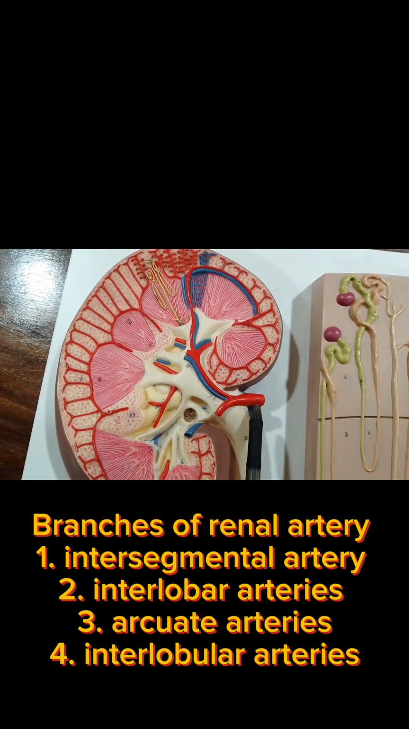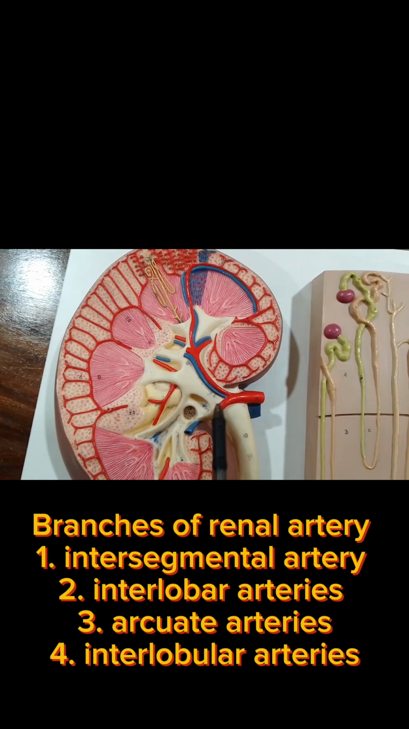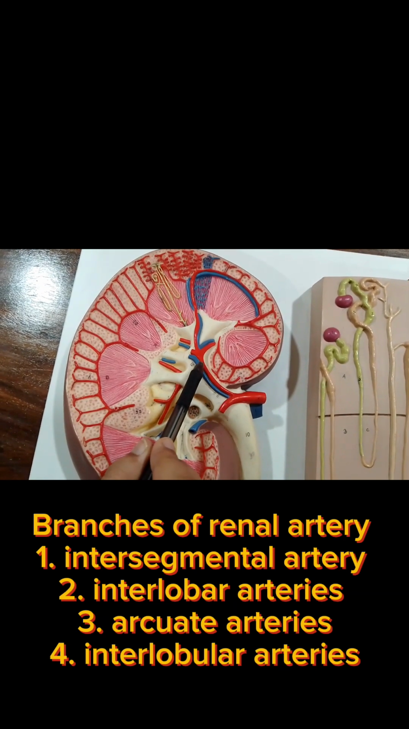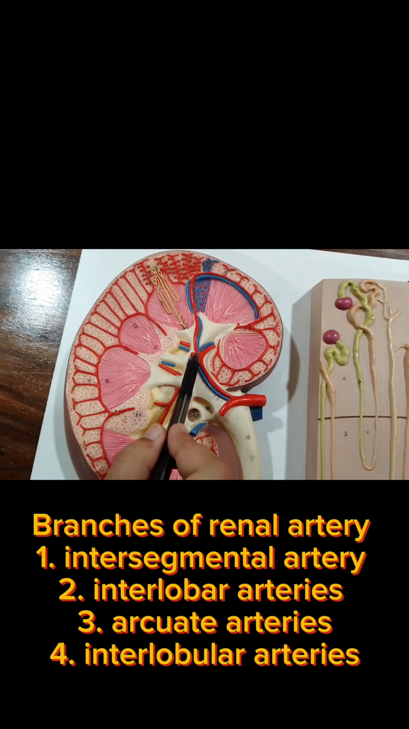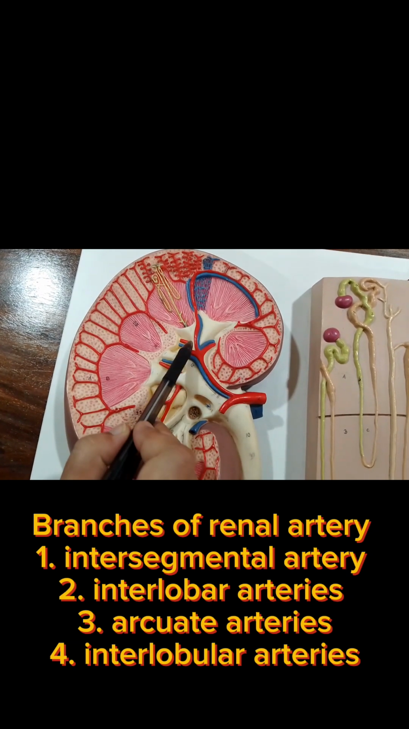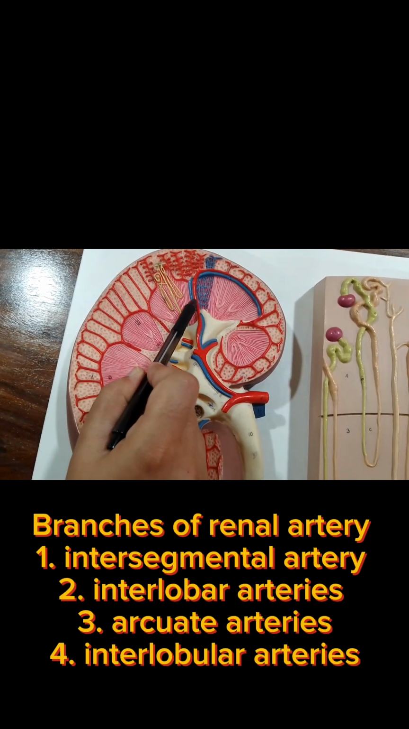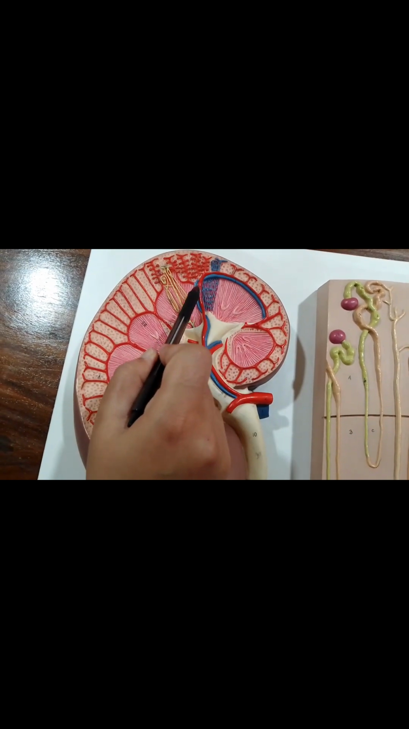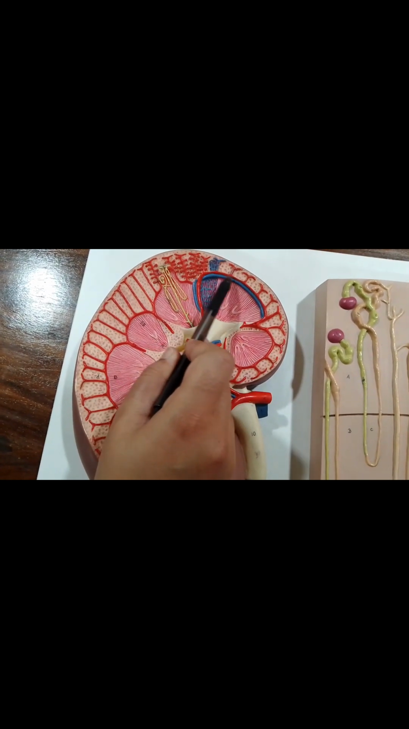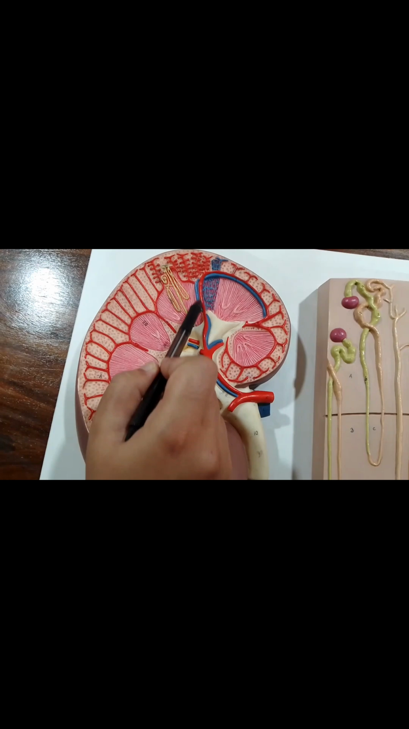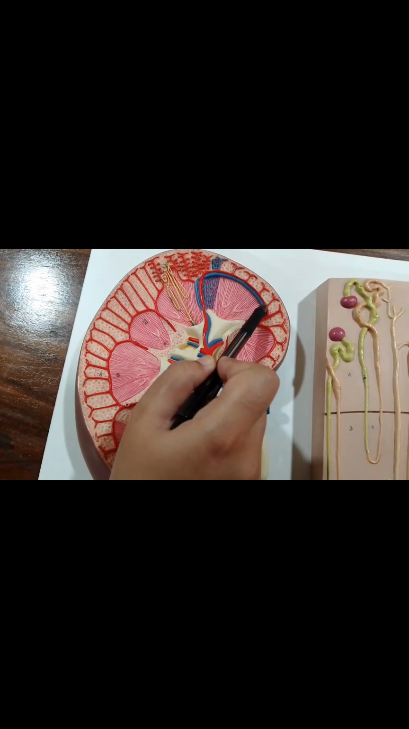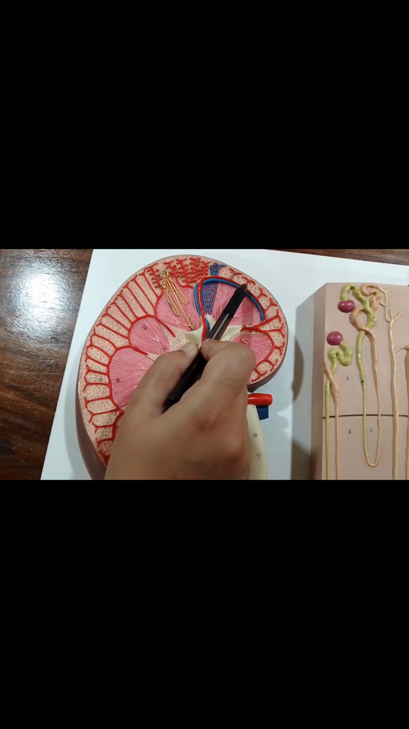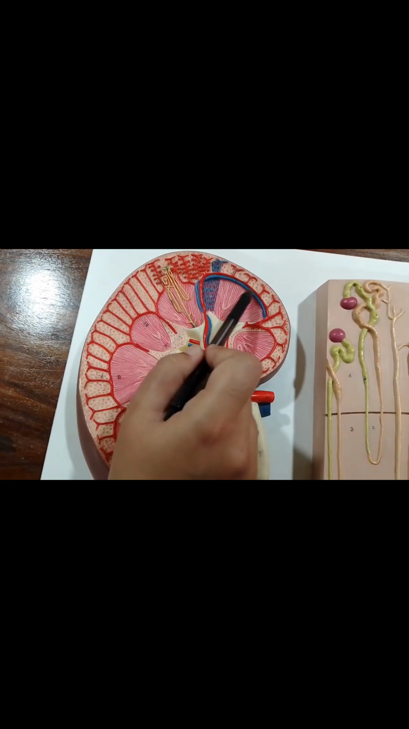First, when the renal artery enters, it divides into the intersegmental arteries. The intersegmental artery goes and then divides into the interlobar arteries. Then the interlobar arteries continue and go to the medulla, and divide into the arcuate arteries. The arcuate arteries are named because of their arc-like structures. These are the arcuate arteries. Then the arcuate arteries branch and give off many small branches. These are called the interlobular arteries.